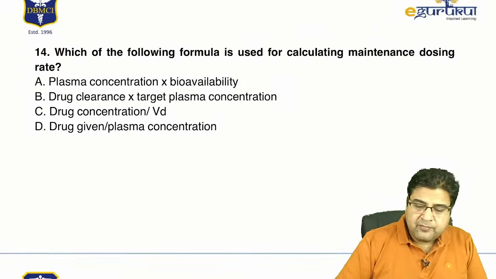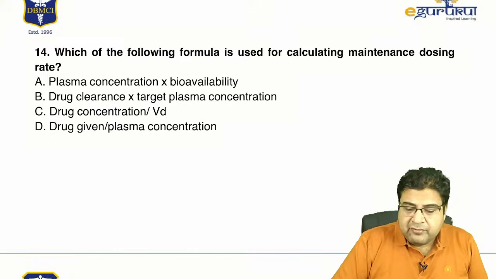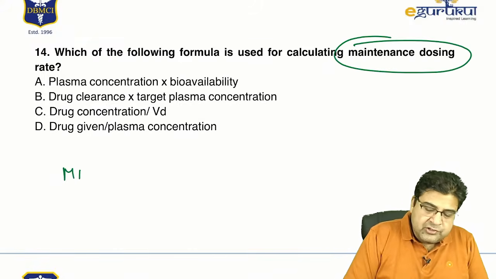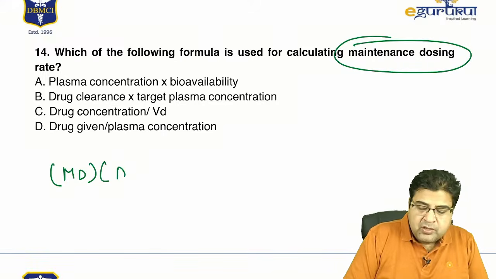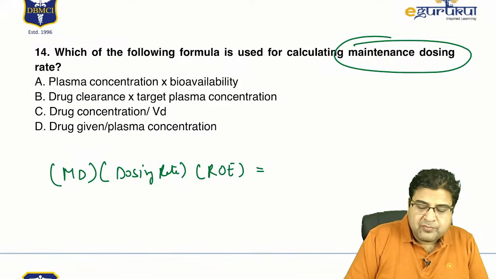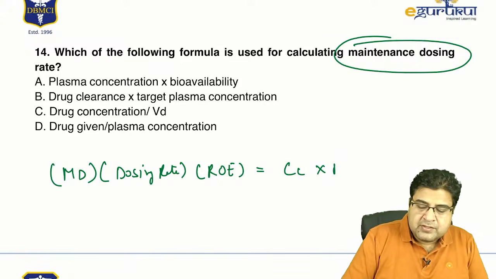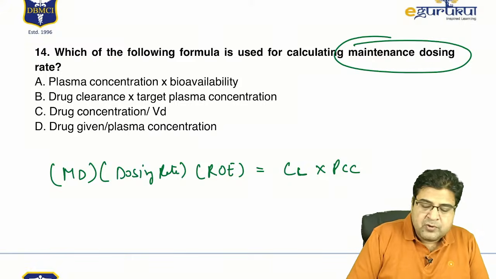Question number 14. Which of the following formulas is used to calculate the maintenance dose? So guys, if the question is asked to you, what is the maintenance dose? What is the dosing rate? Maintenance dose, dosing rate, rate of elimination, this is the same. This is clearance multiplied by the plasma concentration.